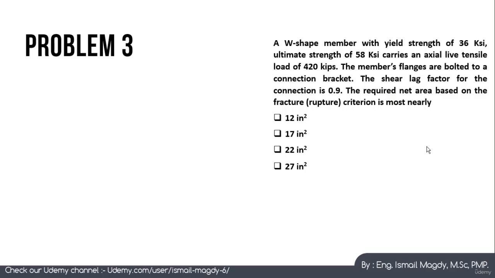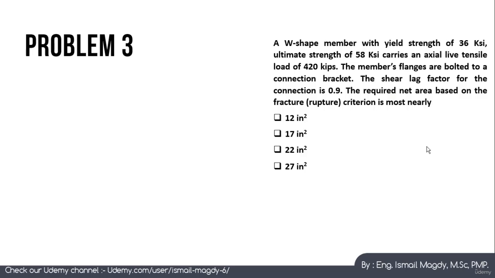So let's check this problem here. We have a W-shaped member with yield strength of 36 ksi and ultimate strength of 58 ksi. This member carries an axial live tensile load of 420 kips. The member's flanges are bolted on a connection bracket, and we know that the shear lag factor equals 0.9 for this connection. We want to calculate the required net area based on the fracture criteria.